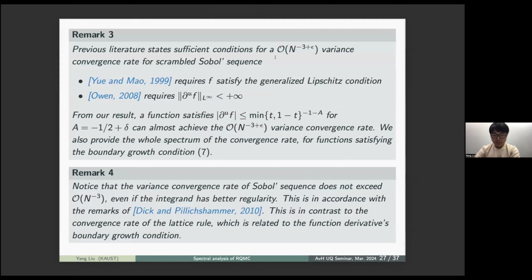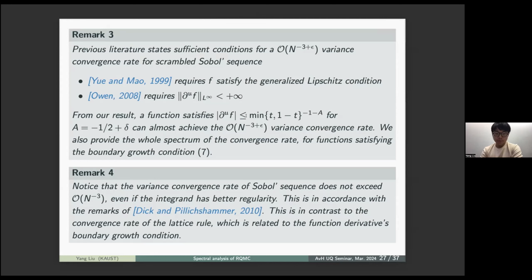The previous literature states some sufficient conditions for this n to the minus 3 variance convergence rate. The literature from 1999 requires that f has the generalized Lipschitz condition, and Owen in his proof requires that the derivative of f is bounded. But in our result, we can get almost n to the -3 variance convergence rate if the derivatives satisfy this growth condition for A equal to -1/2 plus a small delta. That means in our approach, we don't need the derivative to be bounded in order to achieve almost as good as n to the -3 variance convergence rate.